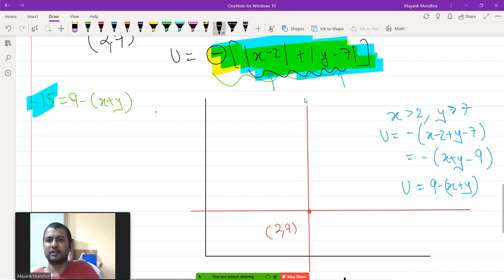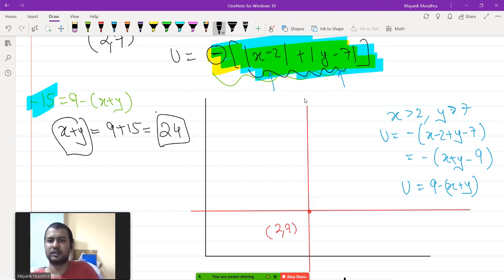Okay, so minus 15 equals 9 minus x minus y. So x plus y is equal to 9 plus 15, so that is equal to 24. Whatever that is, it's basically x plus y equals 24. So the IC will basically look like this. This will be the shape of the indifference curve in region 1.